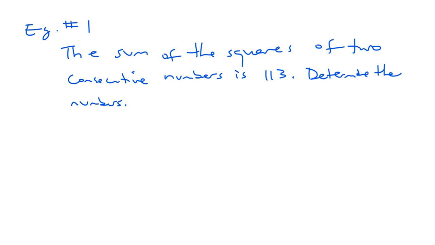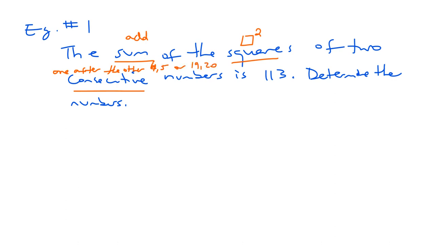Okay, so let's talk for a second about this language here. The sum of the squares. So we know the word sum is what you get when you add. Squares is when you take a number and you raise to the exponent 2. And the word consecutive means one after the other. So for example, consecutive numbers would be 4 and 5, or 19 and 20. Two numbers that come one after the other. All right, so it's saying that the sum is 113.